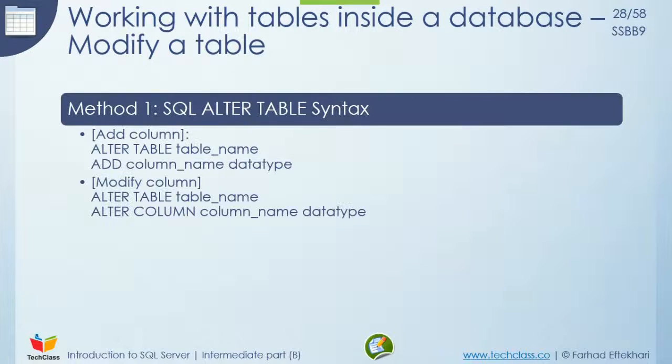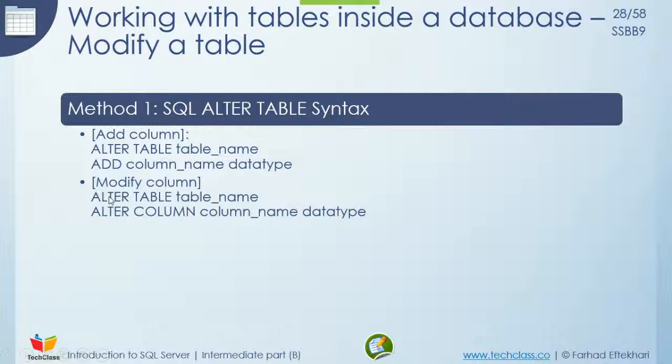And to modify a table, there are also two methods that we can use. First, we can use the SQL ALTER TABLE syntax. To add a column to your table, you can use ALTER TABLE, your table name, and then ADD the column name and the data type for that column. And also you can modify a column. You can use this syntax: ALTER TABLE, your table name, and ALTER COLUMN, column name, data type.